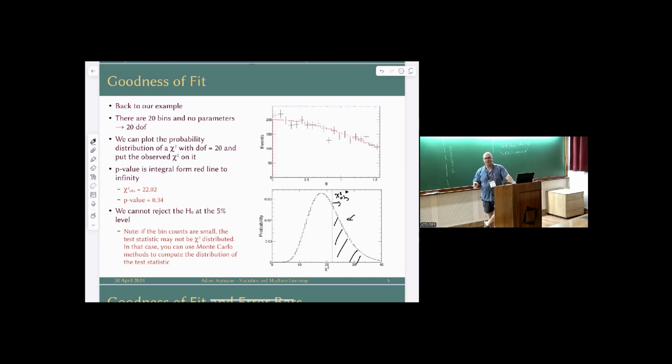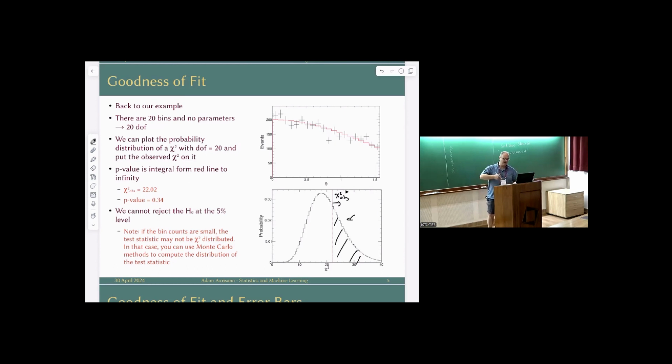And again, we can just plug that into root and do prob of the chi-squared of 22.02 and 20 degrees of freedom, and it gives you a p-value of 0.34. That's saying that 34% of all of these fake experiments are in the tail. That's much bigger than 5%. That means we can't reject the null hypothesis, right? So as far as our test is concerned, we fail to reject the null hypothesis, so we say that the data is in fact consistent with the prediction that we had.